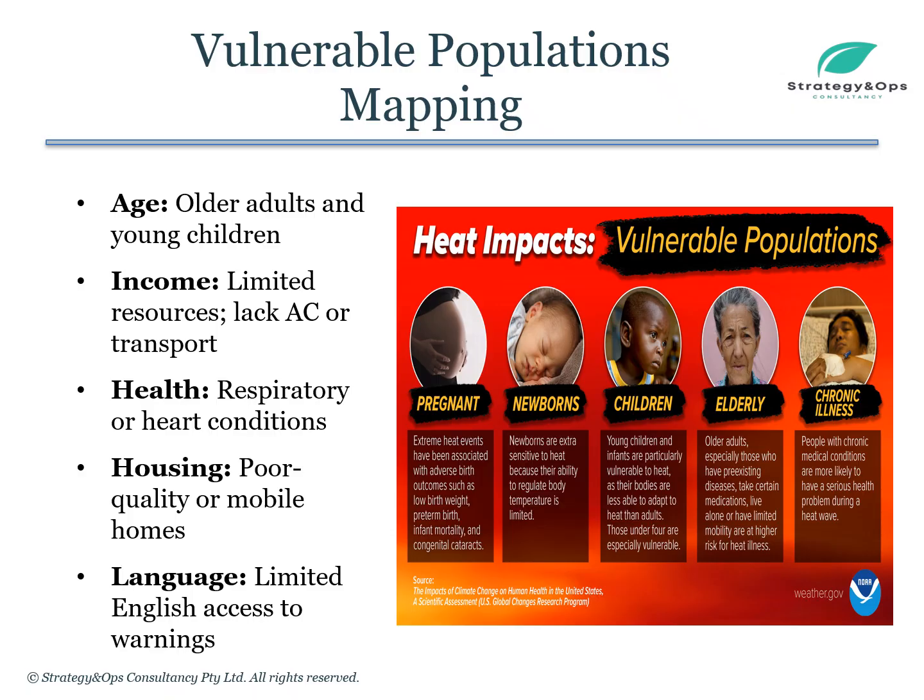Income is another factor. Lower-income households often have fewer resources to prepare, evacuate, or recover. Many lack air conditioning, reliable transportation, or adequate insurance. Health conditions also matter. People with respiratory or heart conditions are more sensitive to heat, smoke, and poor air quality. Housing quality plays a major role. Older homes, rental units in poor condition, and mobile homes offer limited protection from extreme heat, storms, or smoke.